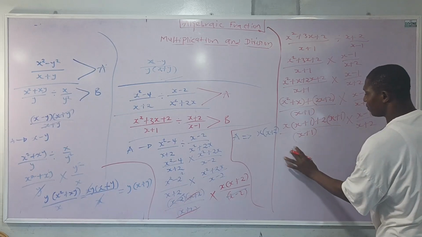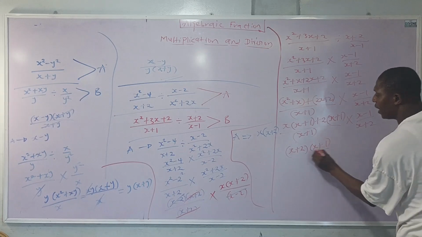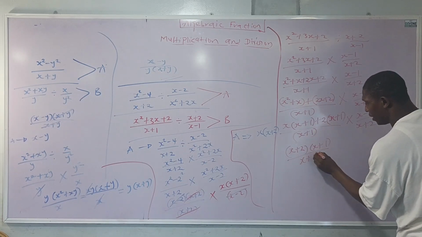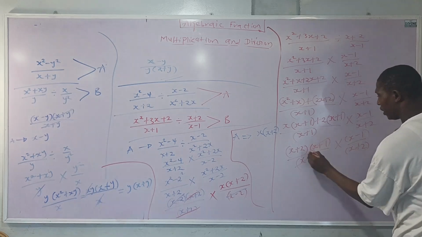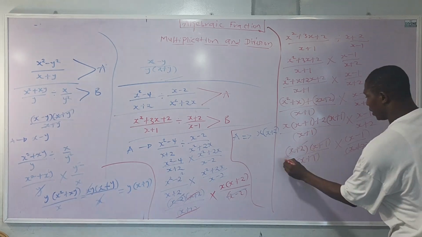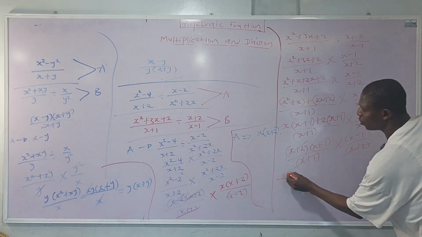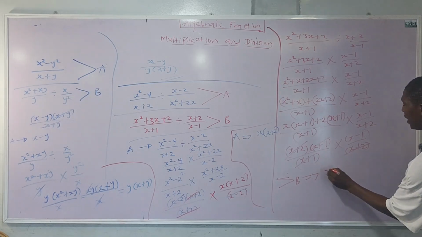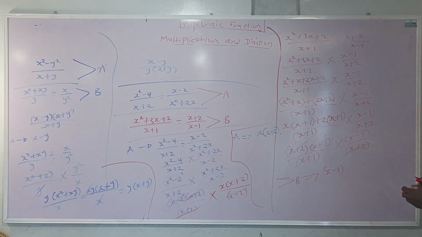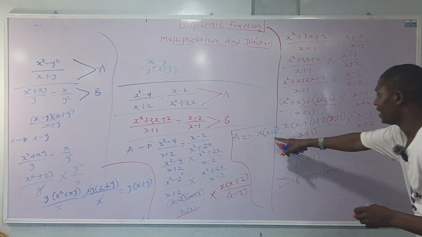So I have x plus 2 and x plus 1 as my numerator, all over x plus 1 times x minus 1 all over x plus 2. So we see that x plus 1 can cancel x plus 1, x plus 2 can cancel x plus 2. So I simply have my numerator, which is B, to give me x minus 1.